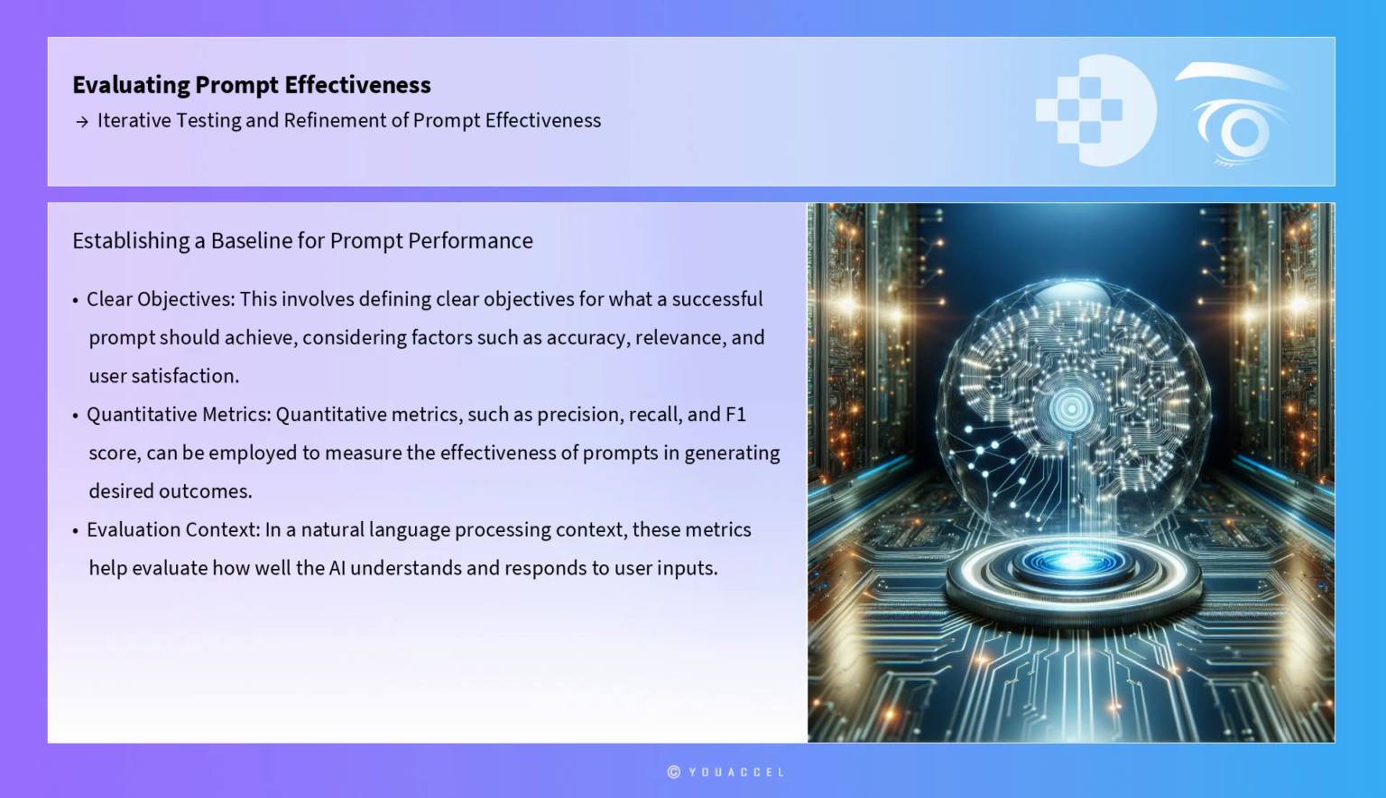The iterative process begins with establishing a baseline for prompt performance. This involves defining clear objectives for what a successful prompt should achieve, considering factors such as accuracy, relevance, and user satisfaction. Quantitative metrics, such as precision, recall, and F1 score, can be employed to measure the effectiveness of prompts in generating desired outcomes. For instance, in a natural language processing context, these metrics help evaluate how well the AI understands and responds to user inputs.